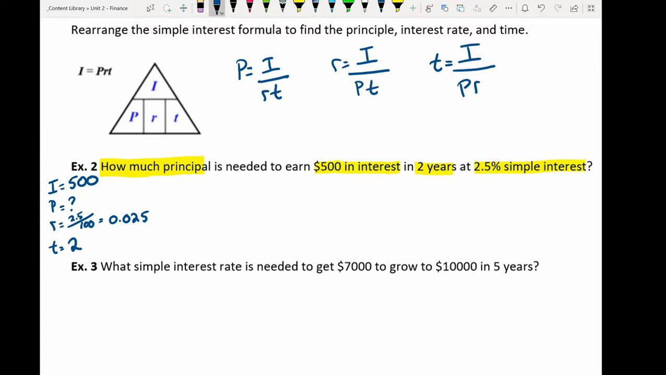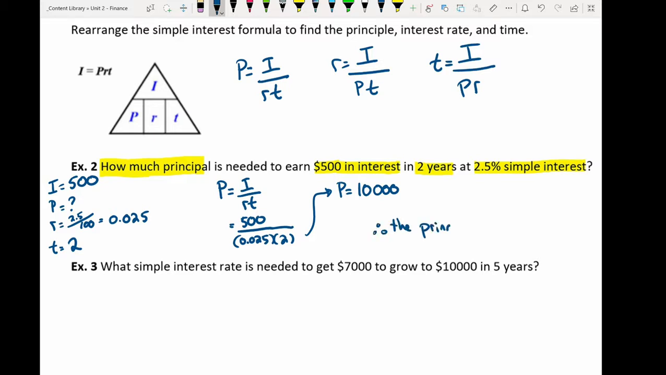So once I have all my information, I know what I'm looking for. It's the only missing piece. I can write out my formula: P equals I over RT, whether you just get it from the top or you use the triangle, fine. I have 500 divided by 0.025 times 2. And in the end, I should get that P is $10,000.